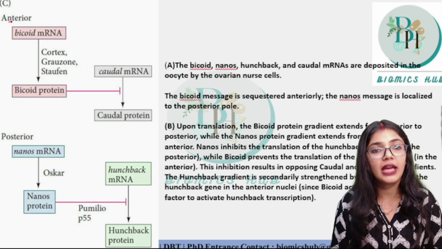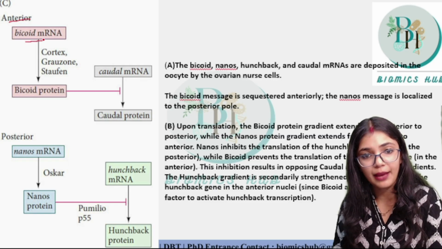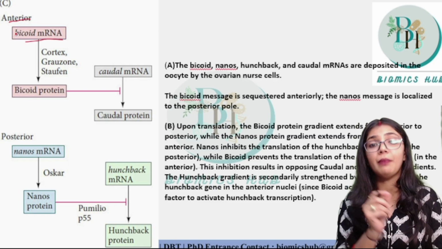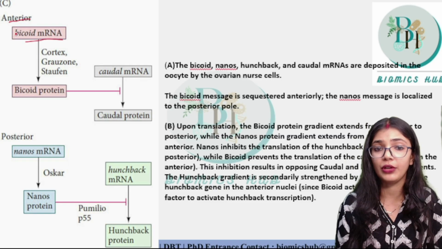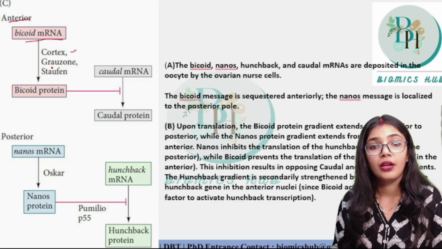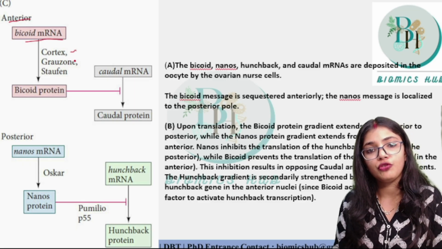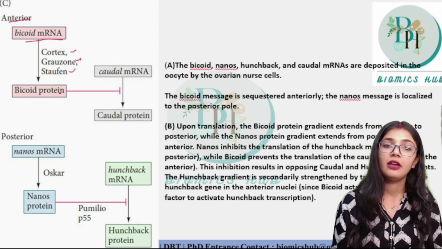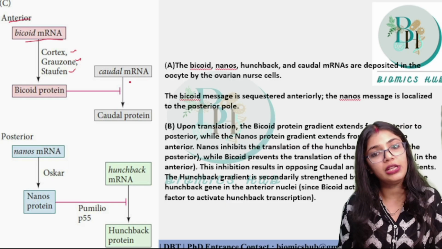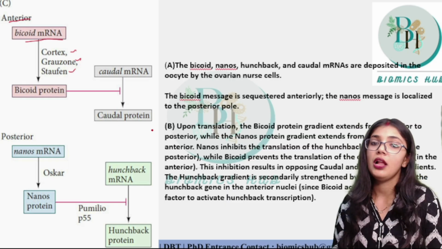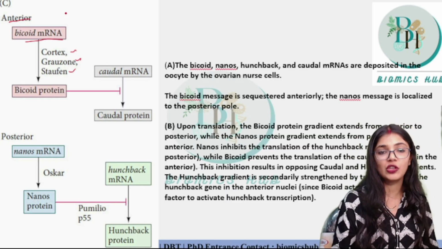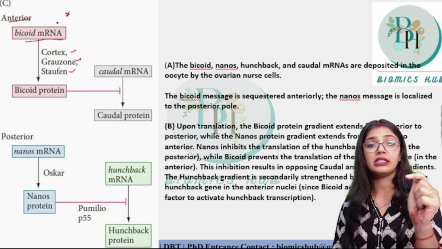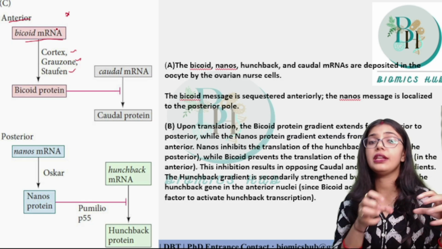So what happens in the anterior region, that is the bicoid mRNA. For the formation of bicoid protein, there are certain proteins like Cortex, Grauzone and Staufen, which are responsible for the formation of the protein that inhibits the caudal mRNA from forming the caudal protein. Okay, this is in the case of the anterior region. We will discuss the regulatory mechanism of this, how it is being controlled.